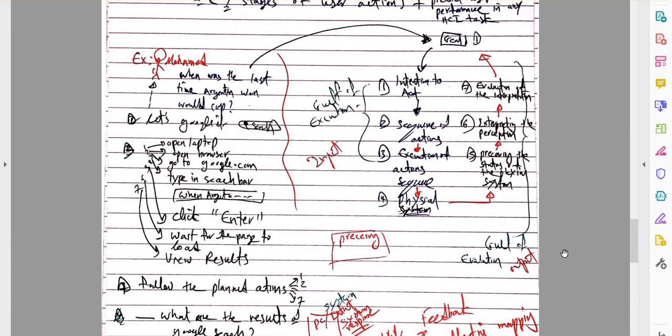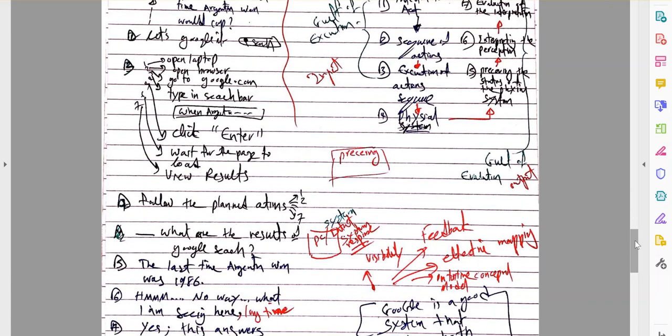Okay, let's move to stage number 4. Follow the planned action. So this is the actual implementation of these actions. So what I will do, now I speak about the actual action. I'll open my laptop, I'll open the browser, I'll go to google.com, I'll type my question in the search bar. And then once I finish with it, I will click enter. I mean, I'll wait for the page to load, and then I will see the answers. So as simple as it is, follow the planned action.